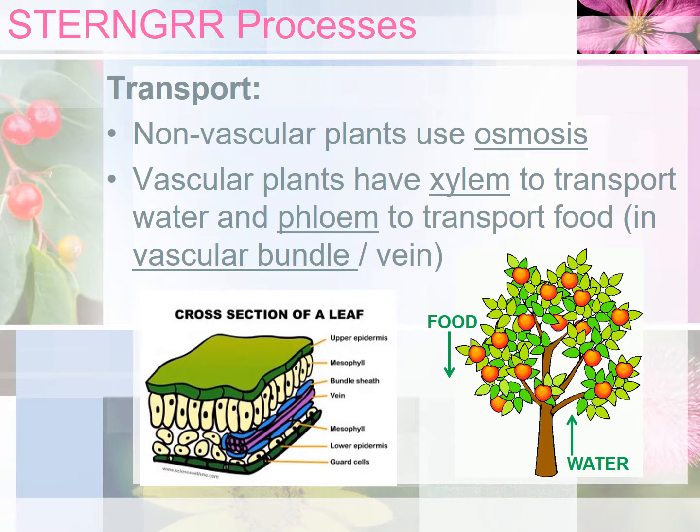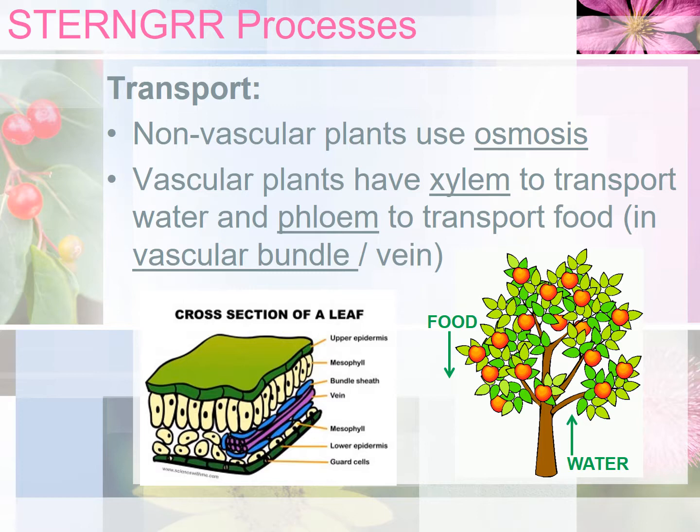Now, if you look at this cross section of a leaf, okay, you need to label this on your graphic organizer. At the top, we have the upper epidermis. Then we have the mesophyll. Then we have the bundle sheath and the vein. And then on the other side, we have more mesophyll, the lower epidermis, and we have guard cells. So we'll talk about guard cells here in a second.